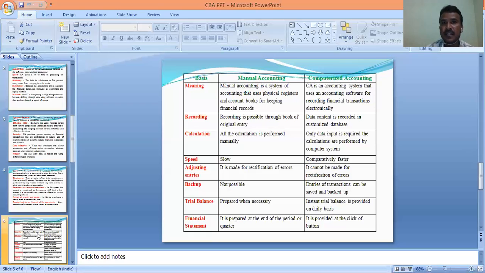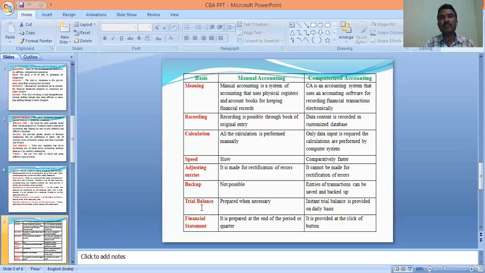So these are the facilities available in manual accounting and computerized accounting, the clear difference. Today we discussed briefly computerized accounting advantages, computerized accounting limitations, and finally the difference between computerized accounting and manual accounting, like meaning, recording, calculation, speed, adjustment entries, backup, trial balance, and financial statement.